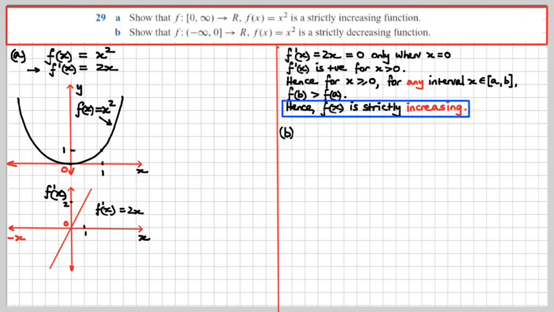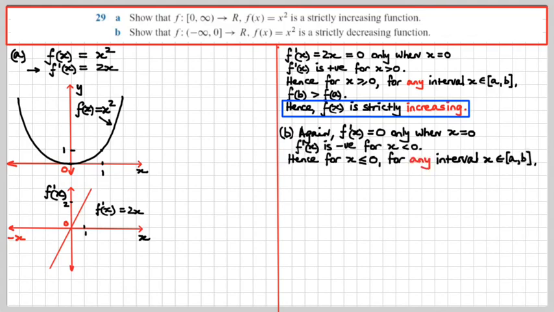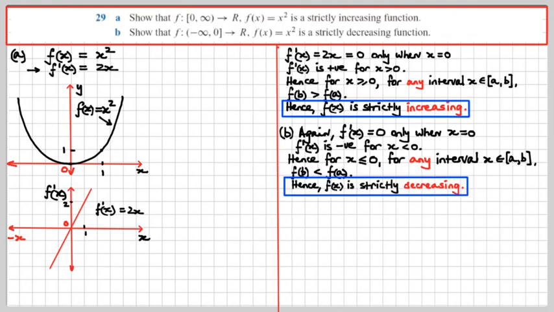Okay, and the other part is just the same reasoning. Again, f dashed x is 0 only when x itself is 0. F dashed x is negative, see it over here, or it's all negative, to the left of the y-axis there, for x is less than 0. Hence, for x is less than or equal to 0, for any interval, again, x going from a to b where a is less than b, f of b has to be less than f of a. And you can see it, look, as you move to the right, f of b is always less than f of a as it's going down. Hence, the thing is strictly decreasing, yes?